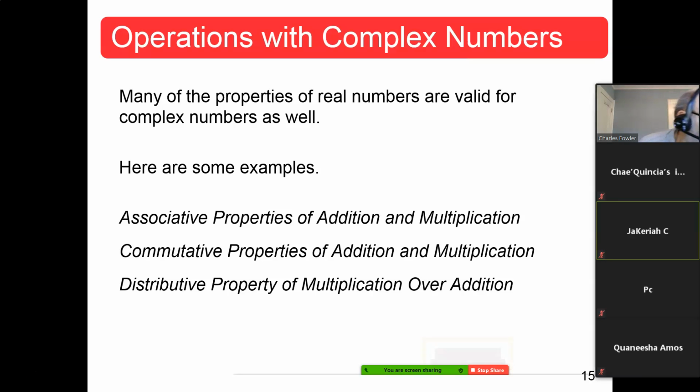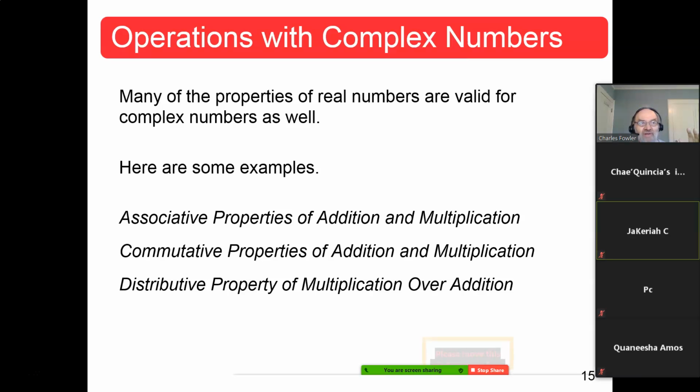Many of the properties, this is on page 147 by the way, chapter 2, polynomial and rational functions, 2.4 complex numbers, page 147, top of the page. Many of the properties of real numbers are valid for complex numbers as well. For instance, they don't give all of them, but they give a few of them.